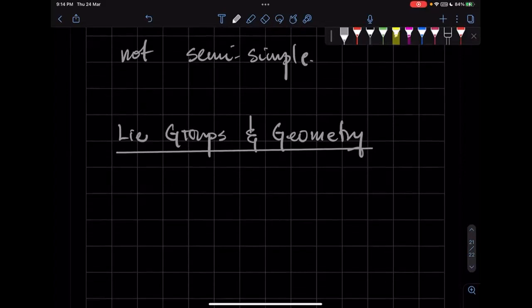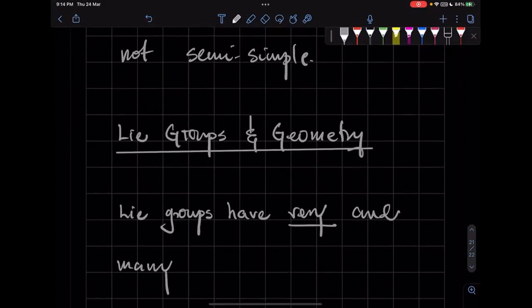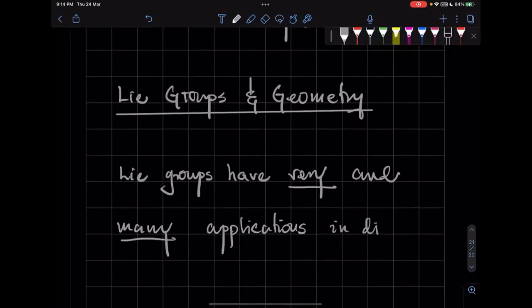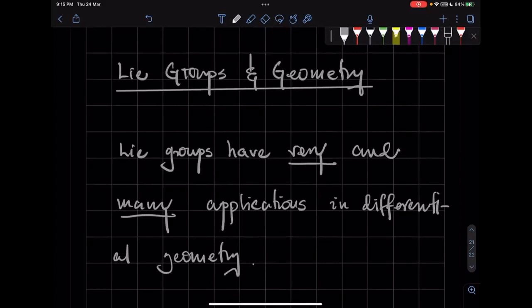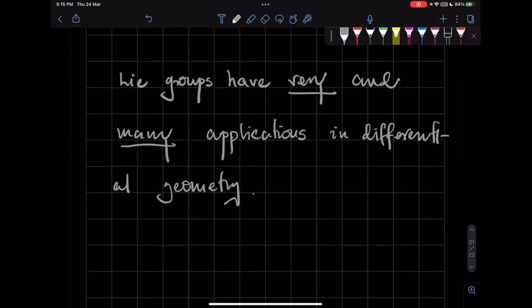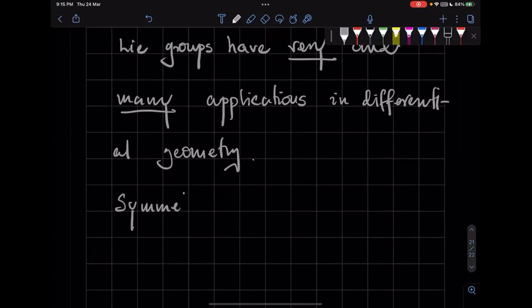Okay, so Lie groups have very important applications in differential geometry. I cannot emphasize how important they are. So differential geometry is the subject in which one considers the geometry of a manifold on which you can define differentiable functions, right? So this is a vast topic that deserves a course in itself. But here we just touch upon a few ideas. The first thing is we want to talk about the symmetry groups of manifolds.